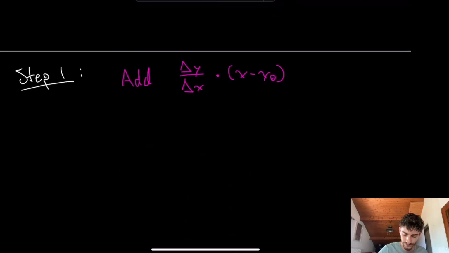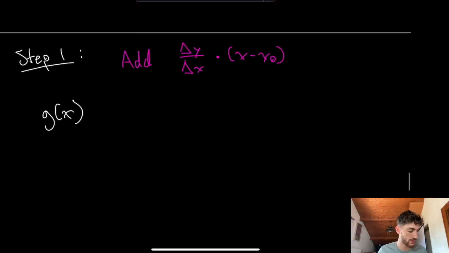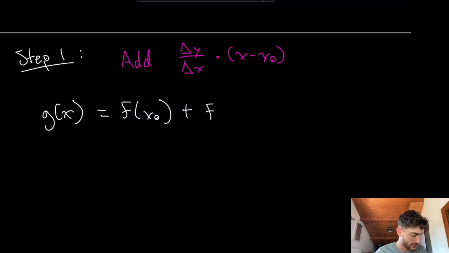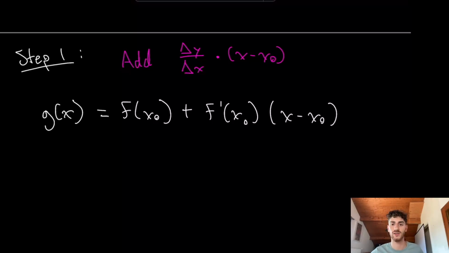So let's add it. Okay, so now we're going to say our new g at x, this is step 1, so we're going to take what we had before, f at x naught, and now we're going to add the derivative, so delta y by delta x, that's not quite the derivative, but you can get that by taking the derivative, times x minus x naught.